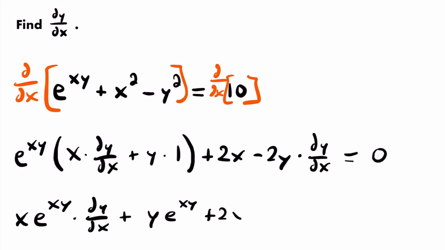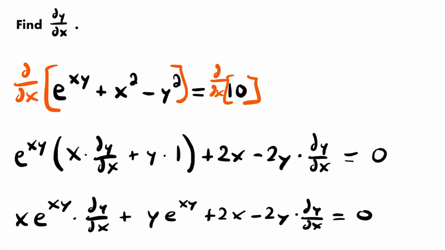We have plus 2x minus 2y times dy dx equals 0. Okay, so now our next step in this process to solve for dy dx should be to separate our terms. We want all of our terms in this equation that include dy dx to be on one side of the equation, and then we want everything else on the other side.